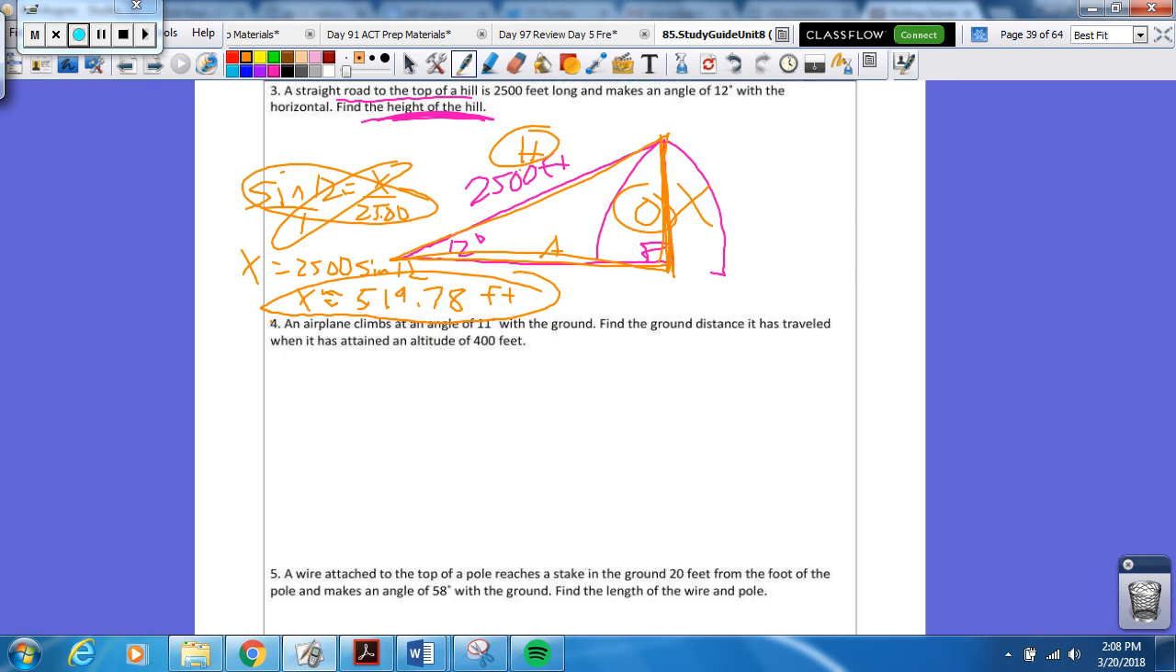Now try number 4 and 5. You've got some more right there. Make sure you draw a good picture, and then you get your sine, cosine, tangent ready. Then you solve. Ready, set, 4 and 5. Raise your hand if you have a question.